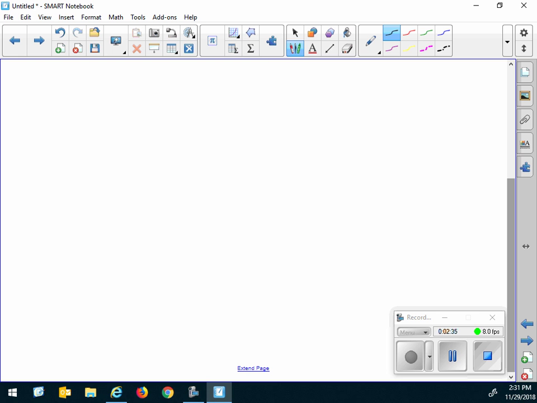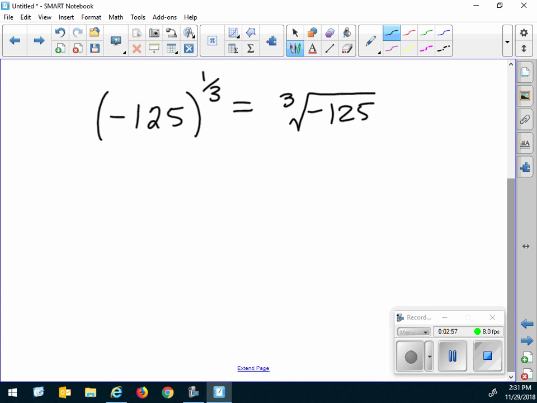What about now? Does this one have an i in it, or is your answer negative? Because it's an odd root.